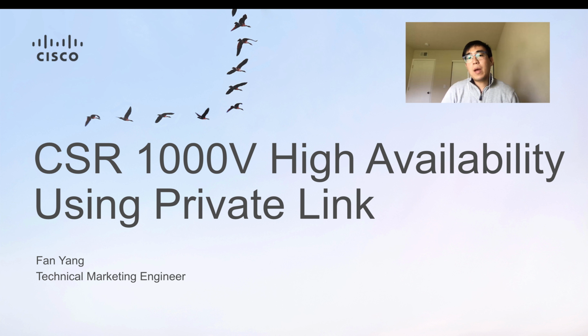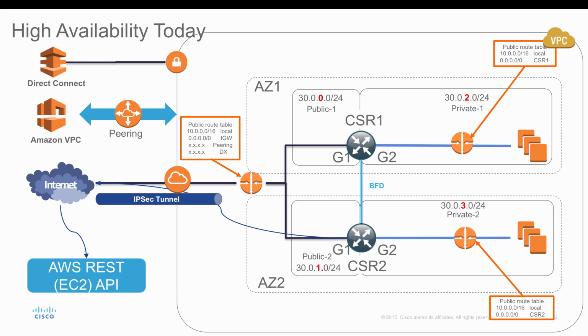Today, I'm going to talk about how to use AWS PrivateLink in the CSR1000V HA deployment. Okay, let's jump into the topic.